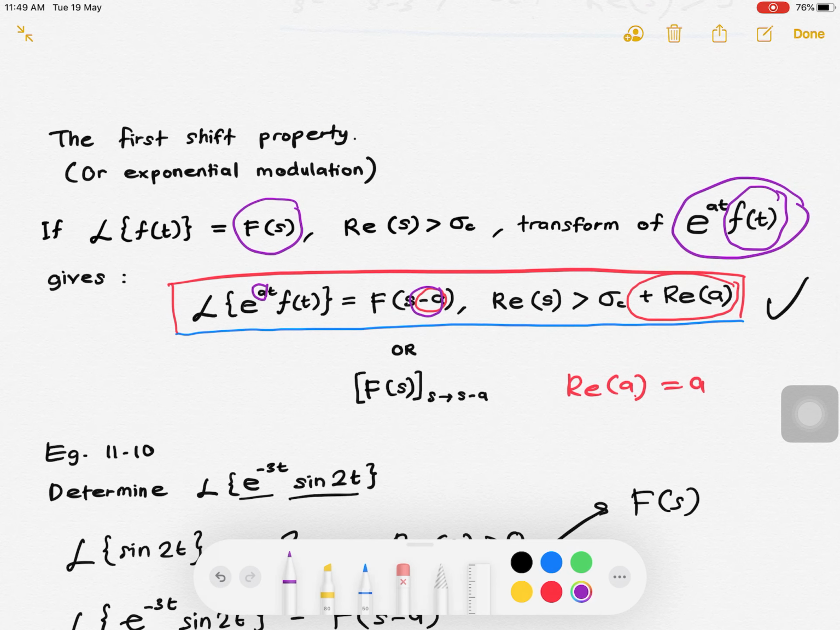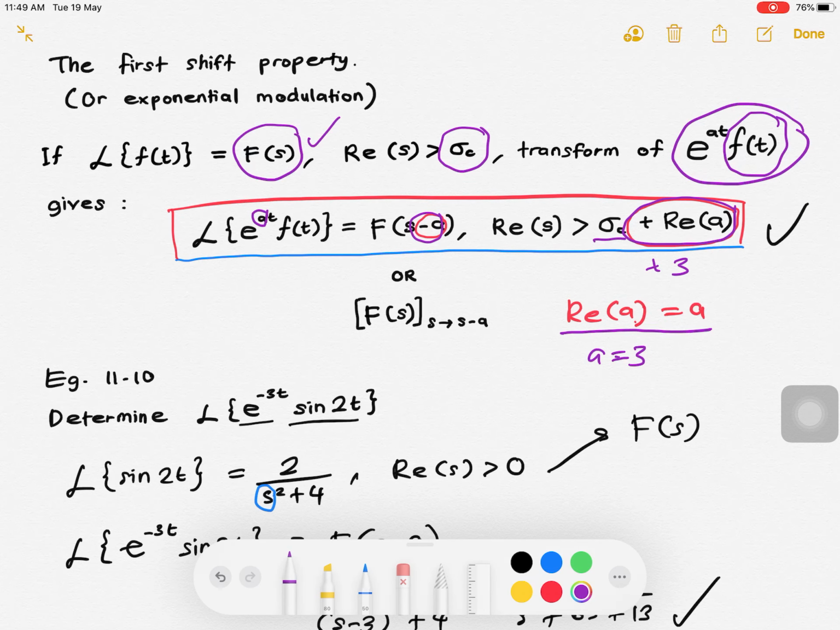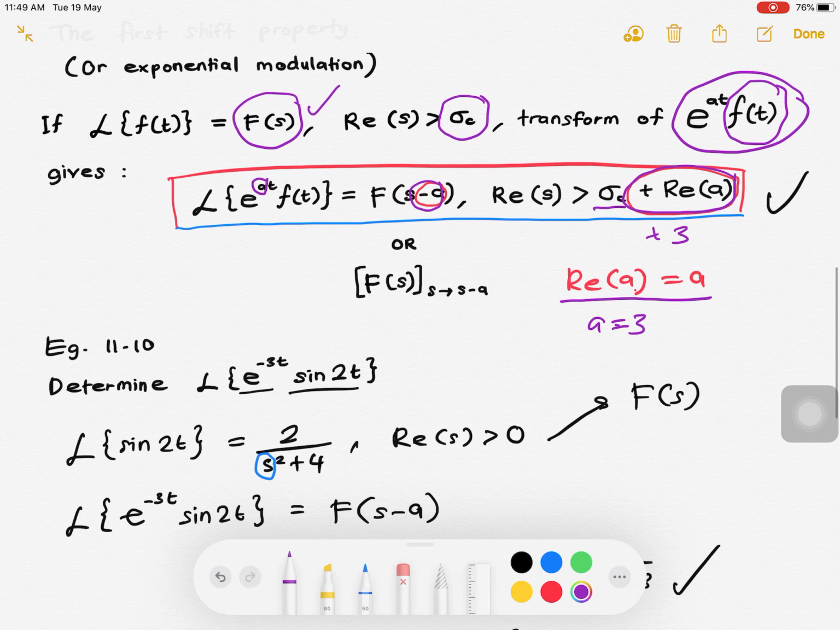And what about the abscissa of convergence? What is the condition? We just add the epsilon c right here, the one that we get from the transform of the f function. We add with real part of a. Usually real part of a is a, which means, for example, if a is 3, the condition is we add 3. You will learn that more clearly inside the example.